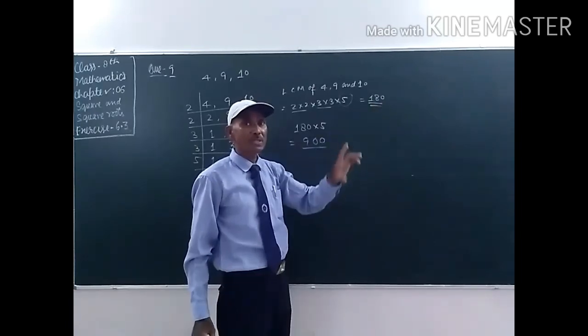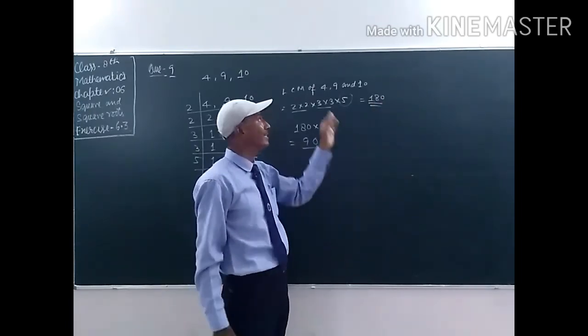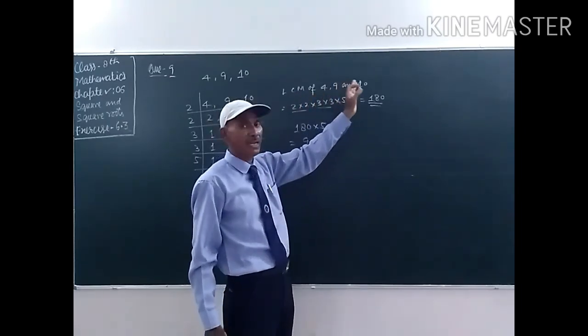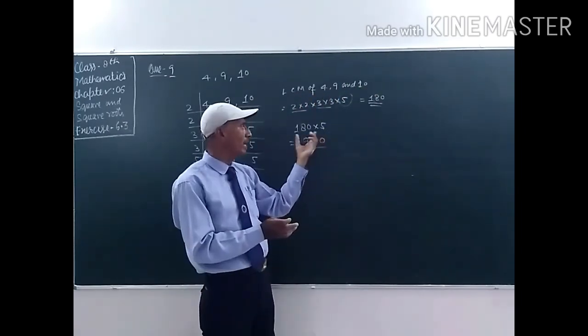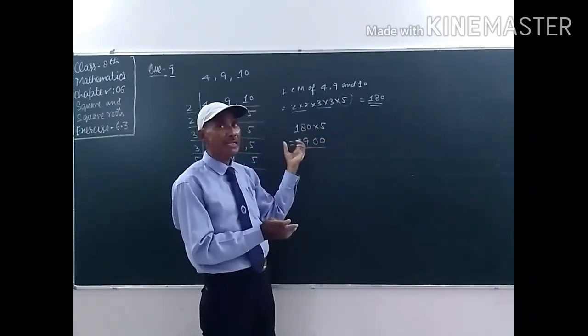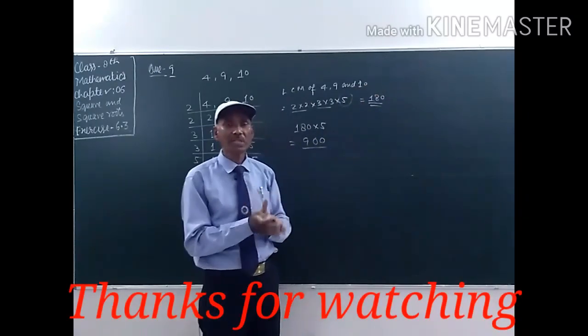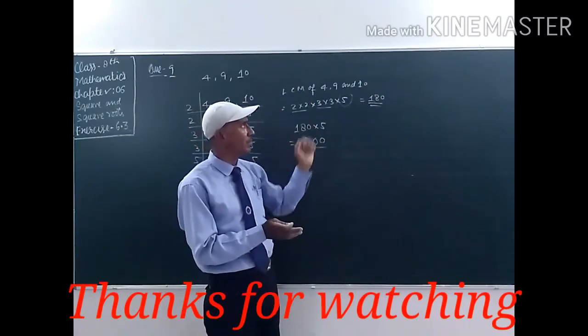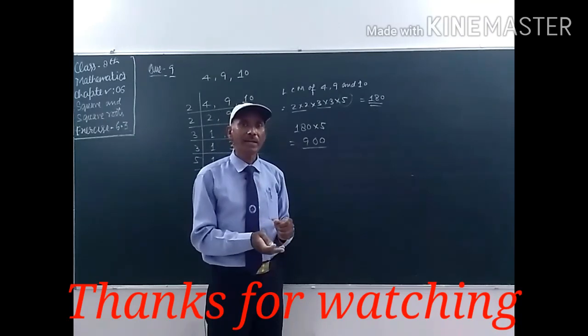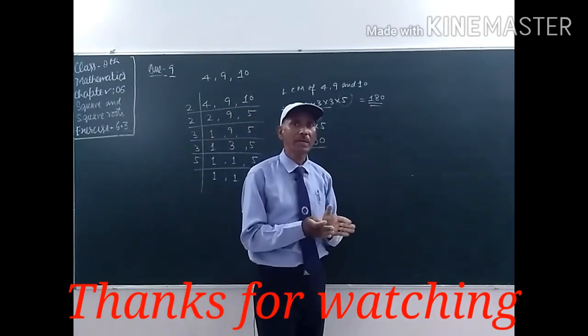Clear, students? In the question it is given that we have to find a square number that is exactly divisible by 4, 9 and 10. So 900 is the least number that is a perfect square number, and it is divisible by 4, 9 and 10. Now question number 10 is just like question number 9, students, and that is homework for you. You have to do question number 10 yourself.